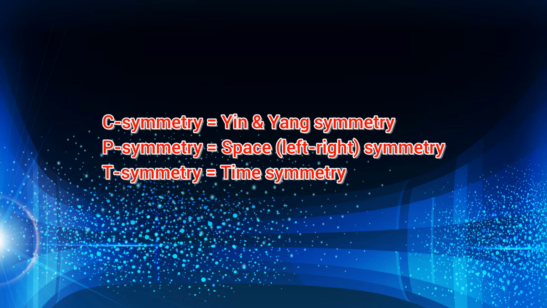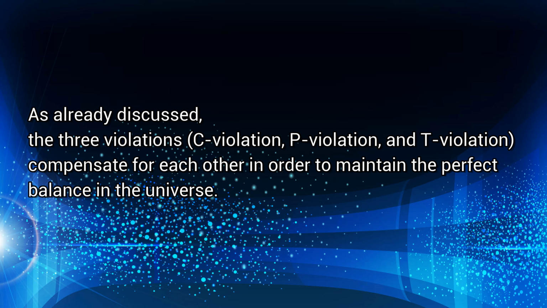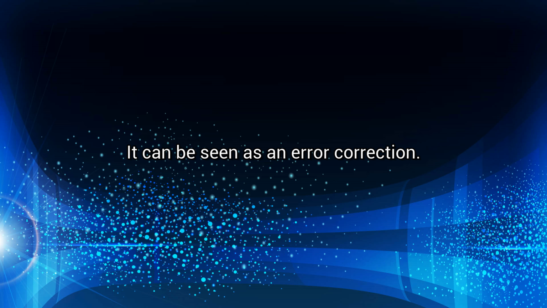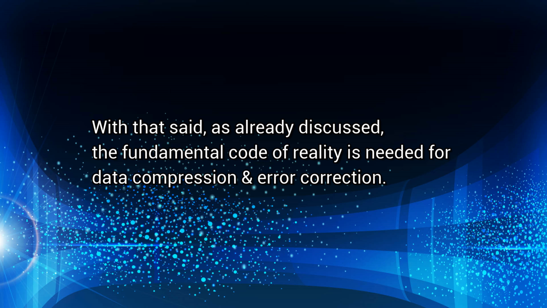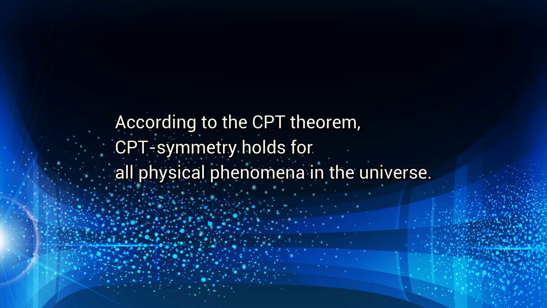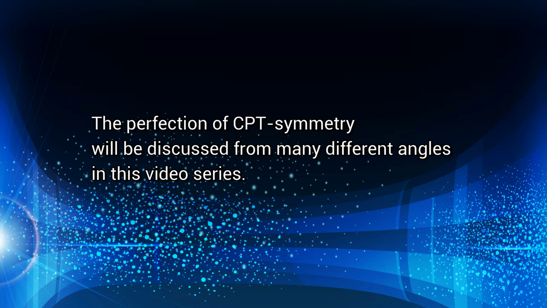The structure of CPT is considered to be the most fundamental code of reality. As already discussed, the three violations, C violation, P violation, and T violation, compensate for each other, in order to maintain the perfect balance in the universe. It can be seen as an error correction. With that said, as already discussed, the fundamental code of reality is needed for data compression and error correction. According to the CPT theorem, CPT symmetry holds for all physical phenomena in the universe. The perfection of CPT symmetry will be discussed from many different angles in this video series.